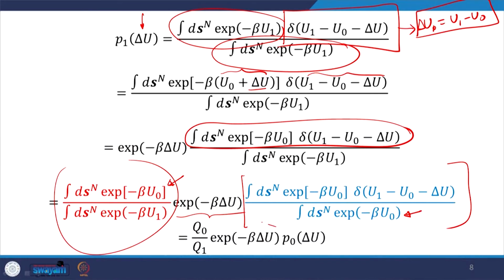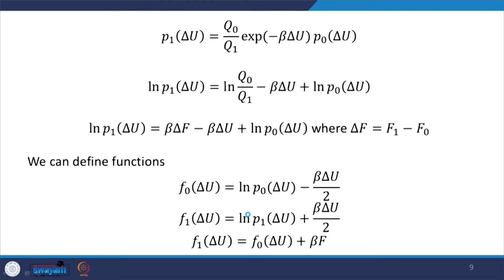And therefore, what we have been able to relate is the probability density when I am sampling over system 1 with the probability density when I am sampling over system 0. Both of these are related, and since I can find both P1 and P0 in a simulation, I can therefore find the quantity in between, that is Q0 by Q1 times the exponential of minus beta delta U. So, this is precisely what we do in the overlapping distribution method.